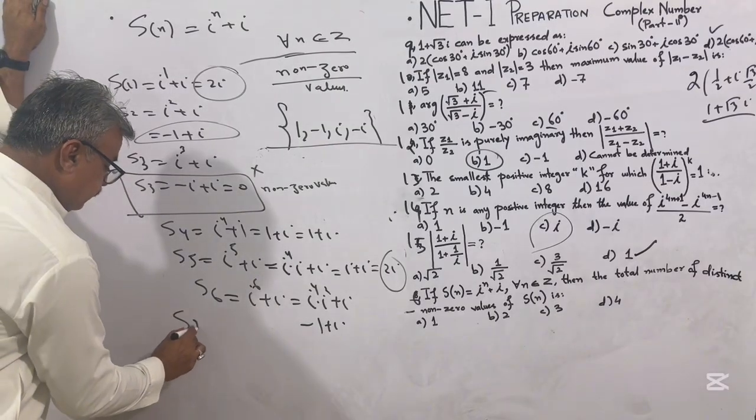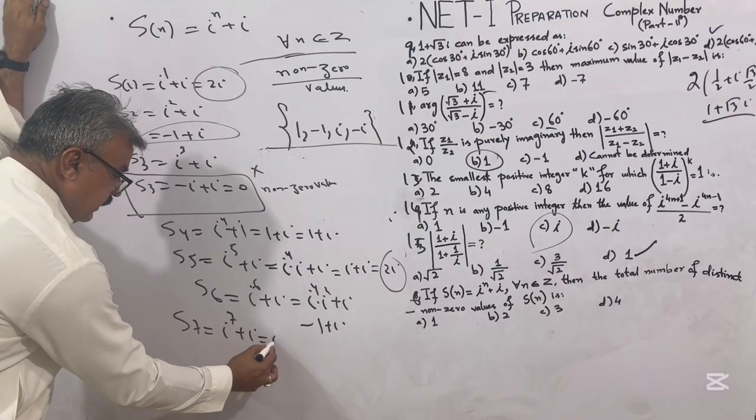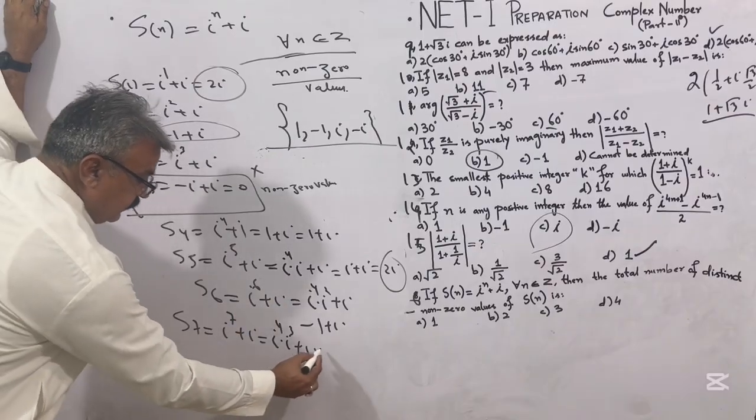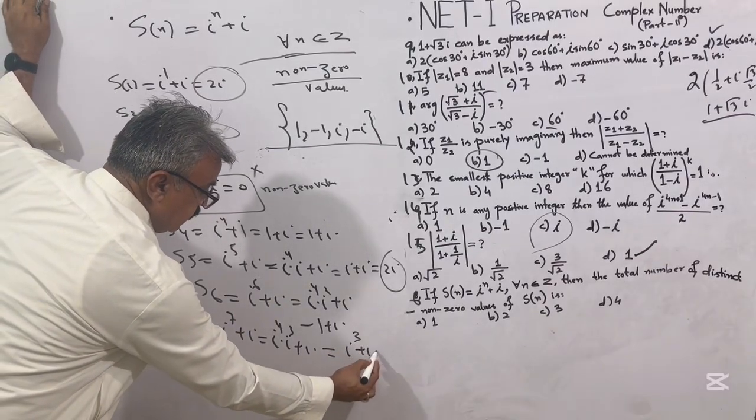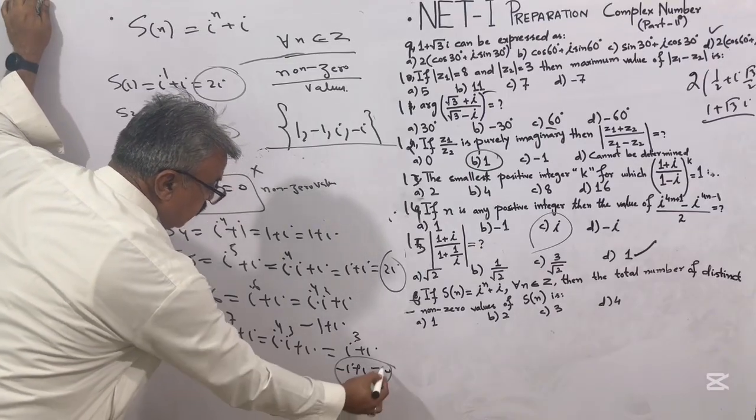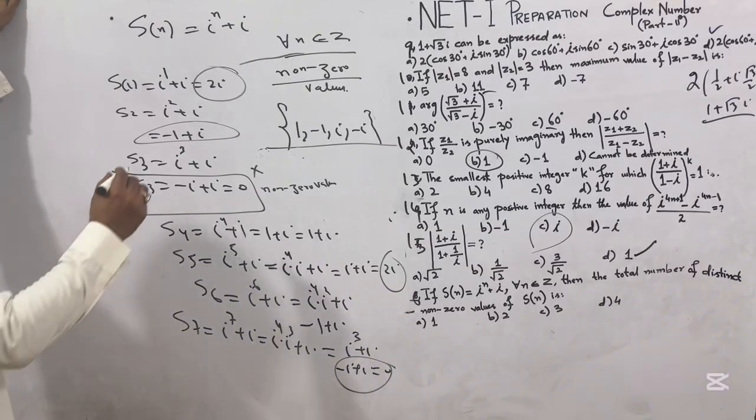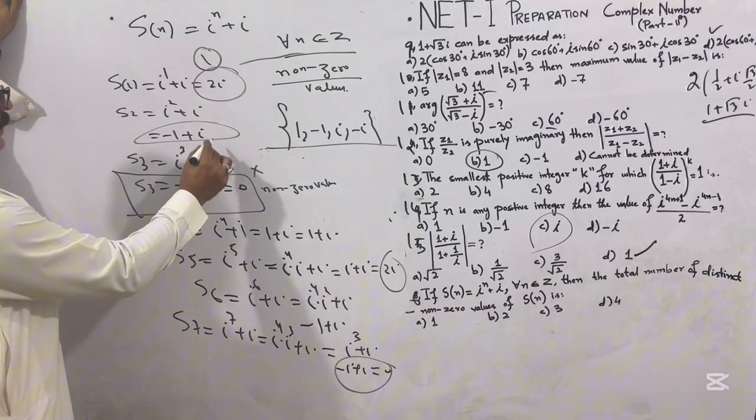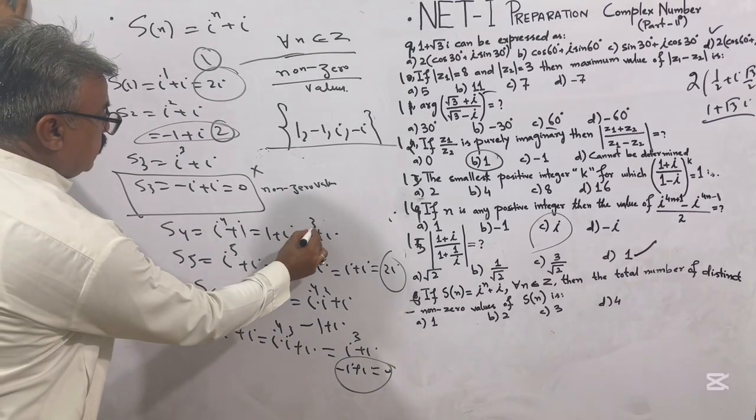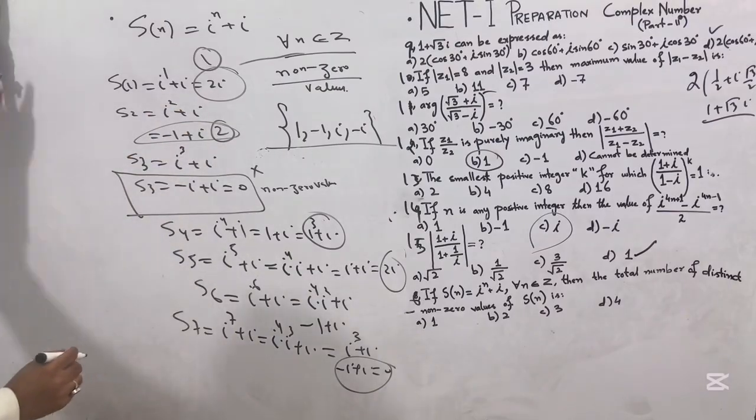What about S7? Iota raised 7 plus iota. Iota raised 7 can be written as iota power 4 times iota cube plus iota. Iota power 4 means 1, that is iota cube plus iota. Iota cube means minus iota. Minus iota plus iota cancel, 0. We cannot take this possibility. Take the different possibilities. Number 1, we can take. Number 2 is deleted. Number 3, different possibilities: 2 iota. What are the different possibilities?